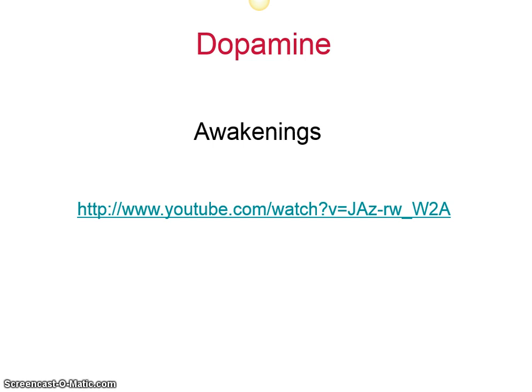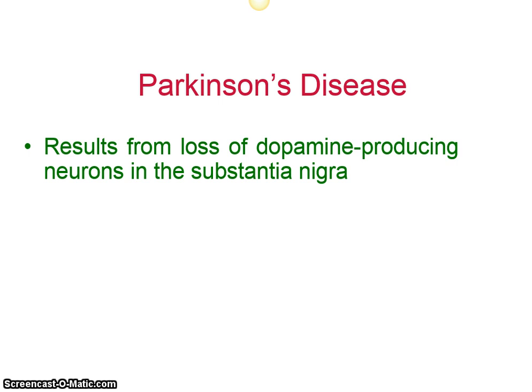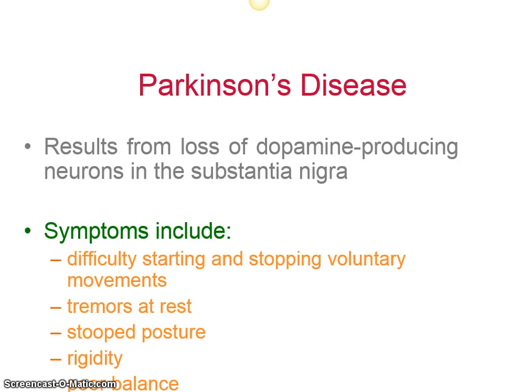So Dr. Sacks' discovery of the importance of L-Dopa, a synthetic form of dopamine, explained the impact of dopamine in Parkinson's disease, but it also illuminated how we learned that dopamine is involved in schizophrenia as well. Dopamine is involved in movement, attention, learning, and pleasurable sensations. In Parkinson's disease, this results from the loss of dopamine-producing neurons. Remember, symptoms include difficulty starting and stopping movements, tremors, stoop posture, rigidity, and poor balance.